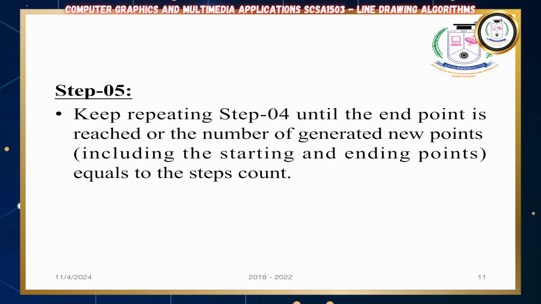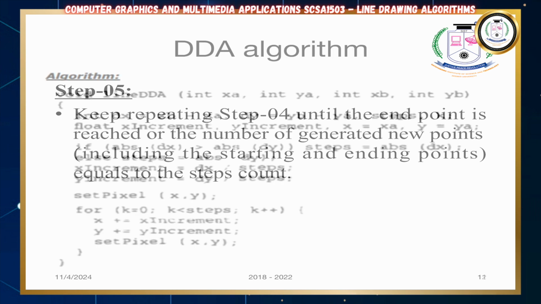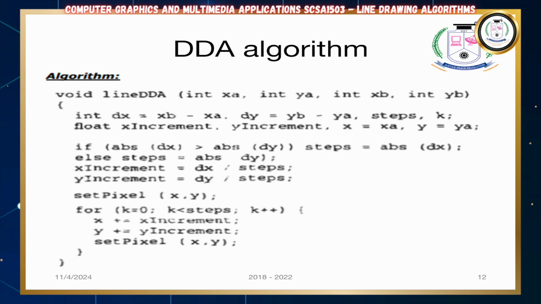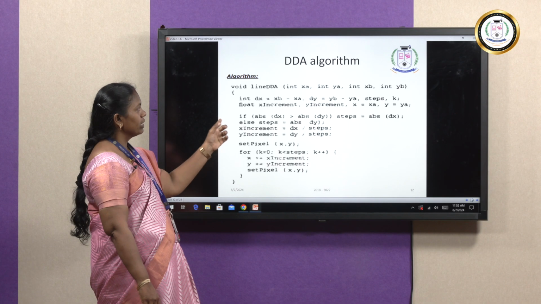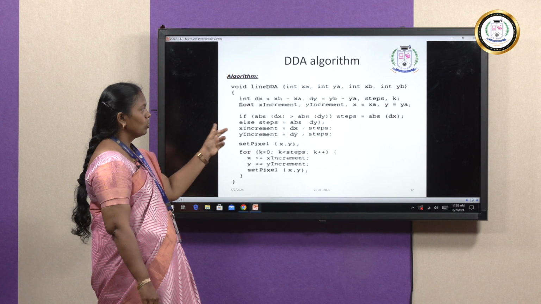Next, step 5: we have to repeat step 4 till the end point is reached, right? So that is the end point. See, this is the algorithm what we told now. Each and every step we are writing algorithm-wise. First step, we are getting all the inputs. So we are assigning all the variables.